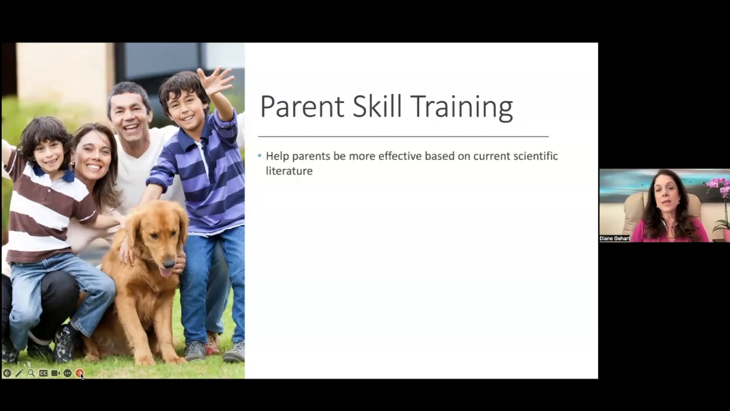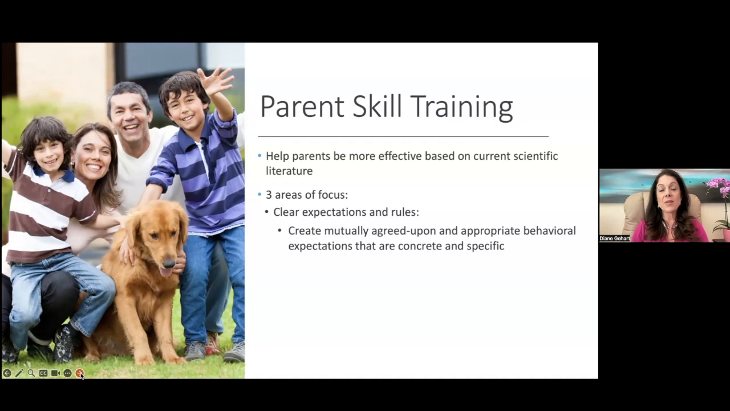So parent skill training is definitely part of this process. So helping parents to be more effective using current scientific literature. There are 3 areas of focus: being able to have clear expectations and rules, creating mutually agreed upon and appropriate behavioral expectations that are concrete and specific. So this comes clearly out of cognitive behavioral therapy. And this is an area that for most parents I meet with today is a weakness. I think at a societal level, we are not good at this.